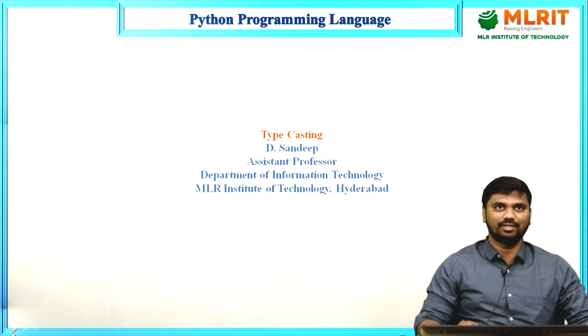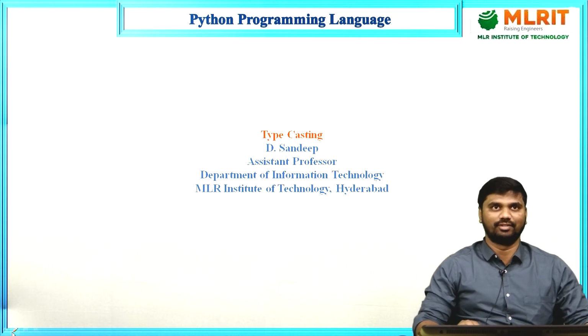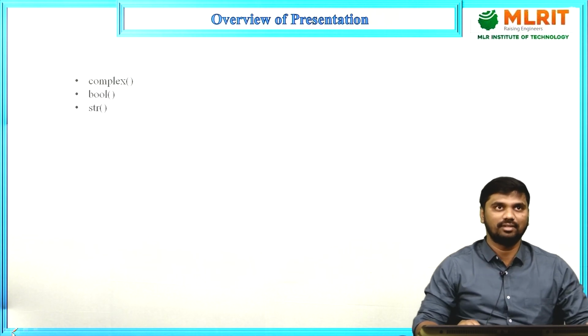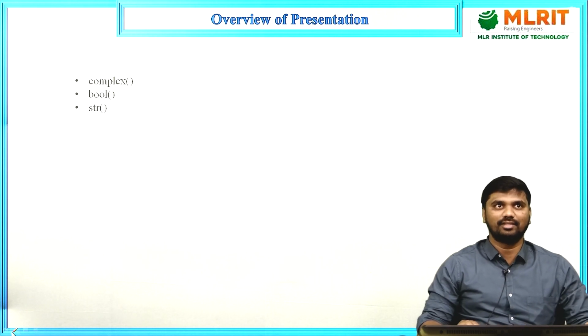In the last video we discussed the int function and the float function. The int function is used to convert any data type value to an int data type value, and we saw a program on it. The float function is used to convert any data type value to a float data type value, and we also discussed some programmatic examples. Today we are going to discuss the remaining typecasting functions: the complex function, the bool function, and the str function, that is the string function.